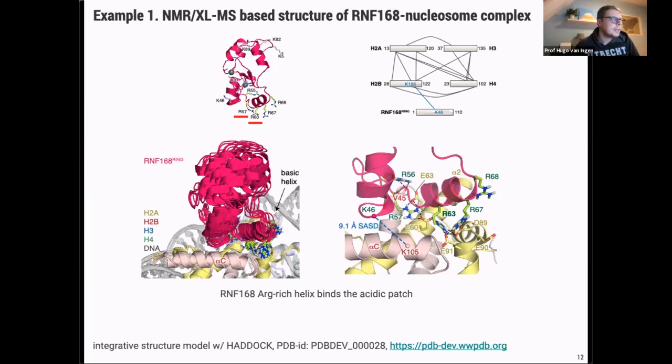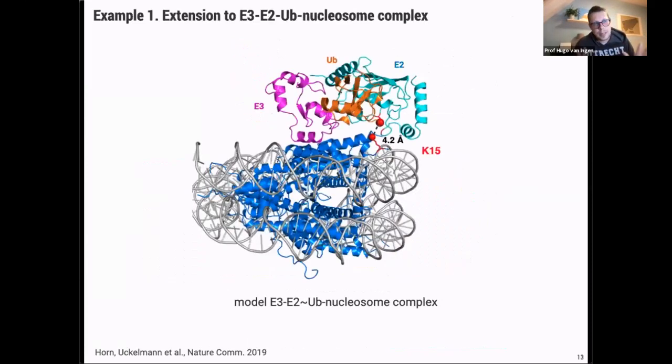So this is an example. Actually, this is step one, the E3 nucleosome complex, and what we then did is to extend this to the quaternary complex using the structural information based on homology on how the E3, the E2, and the ubiquitin sit together. And this structure shows very clearly two things.